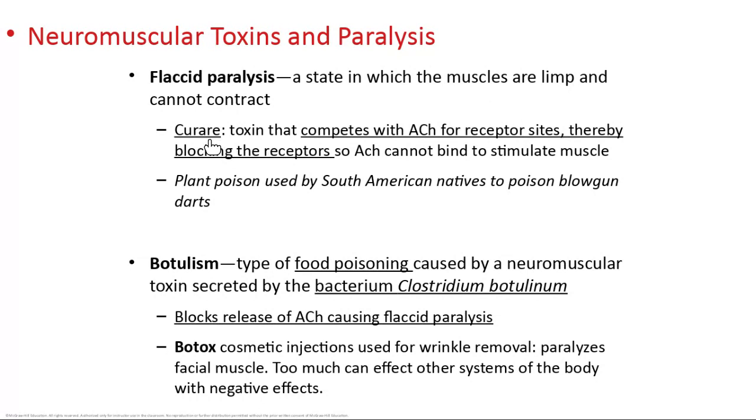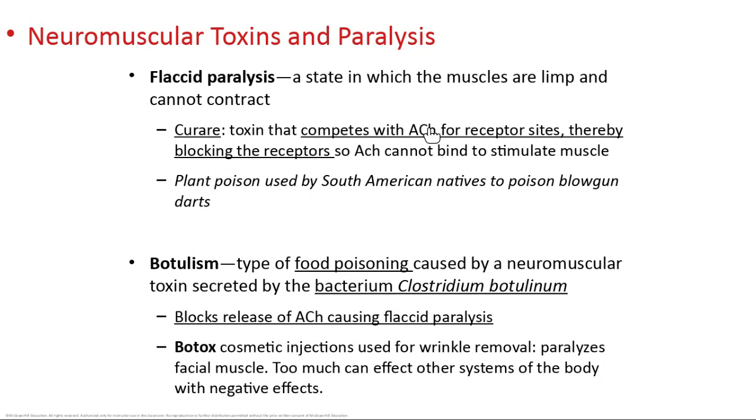An example of a toxin that causes this is called curare. Curare is actually a plant poison found in South America. South American natives used to use this, or still do. Certain tribes still use this as a poison. They put it in blowguns, little darts that they blow out of these shoots, and the darts contain curare, so they can use it if they're hunting. And so what's the effect of it?